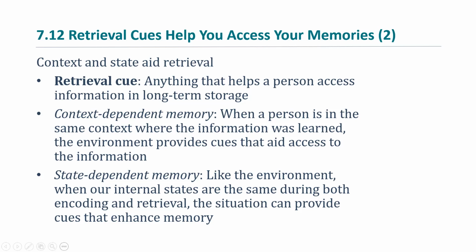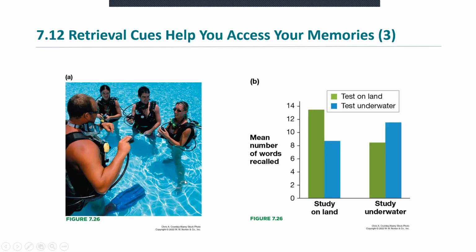Let's look at an example of a study that looked at context dependent memory. It's a pretty unique study. What they did was they had people learn a list of 40 unrelated words, either on land or underwater. And then they were tested either on land or underwater. And if you look at this graph, let's look at just the first two bars.